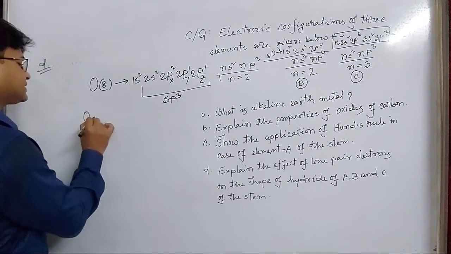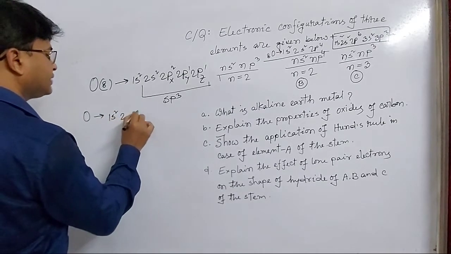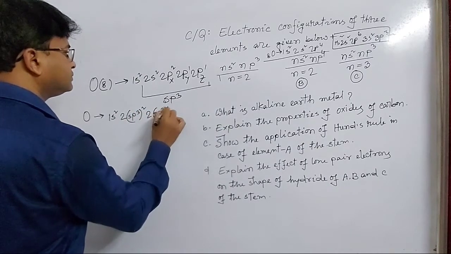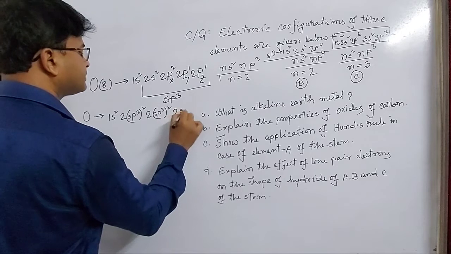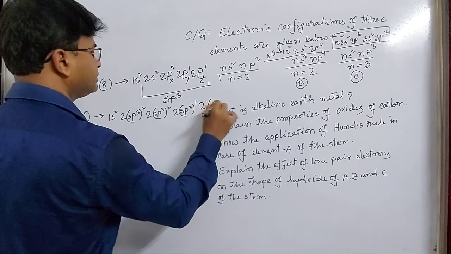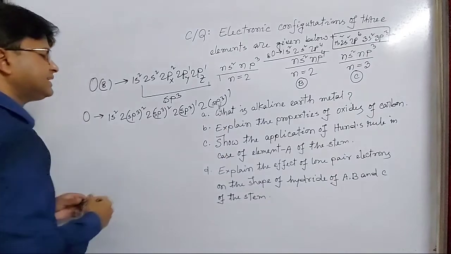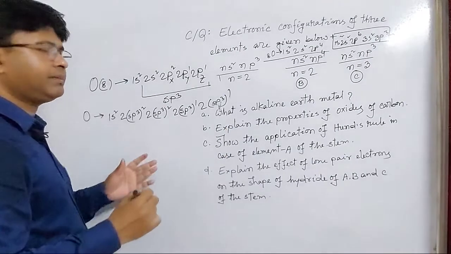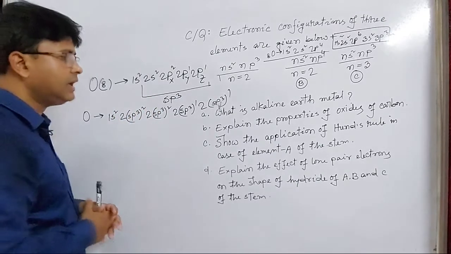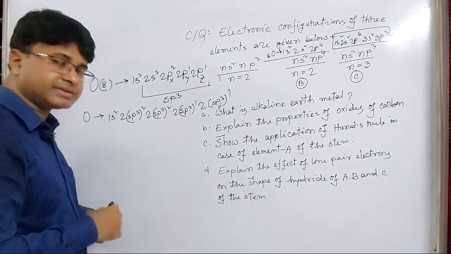So in the hybridized state, I can write here 1s2, 2sp3 2, 2sp3 2, 2sp3 1, 2sp3 1. Dear students, I can say here among 4 hybridized orbitals, 2 orbitals contain 2 electrons each, and another 2 hybridized orbitals contain 1 electron each.